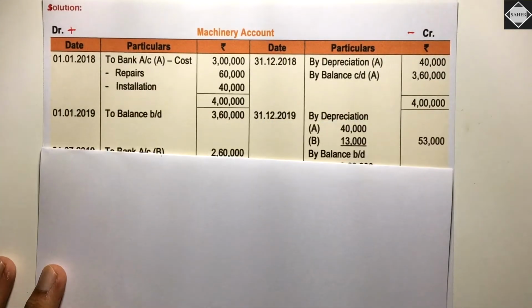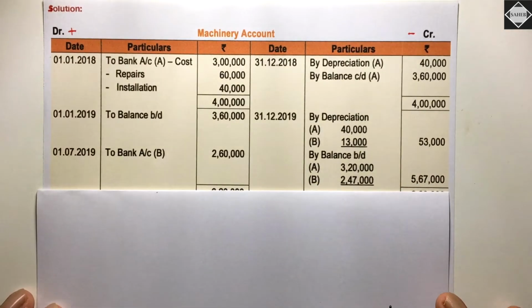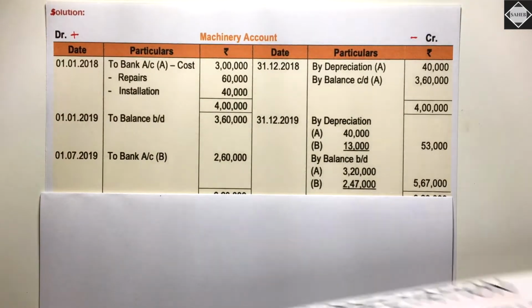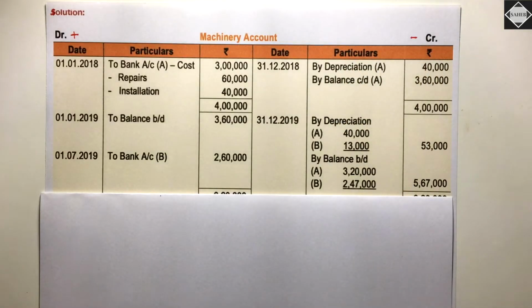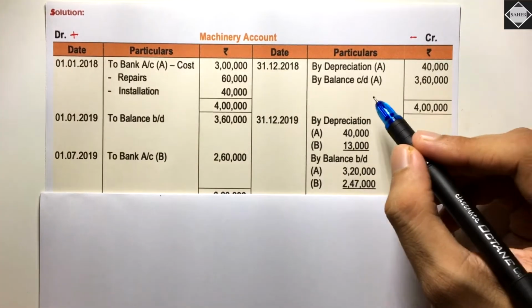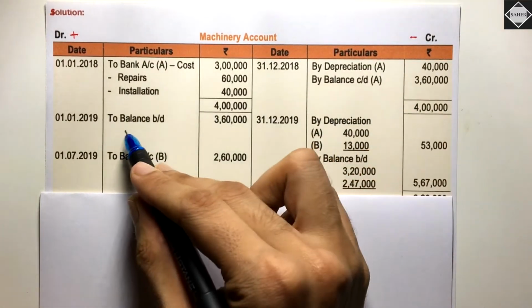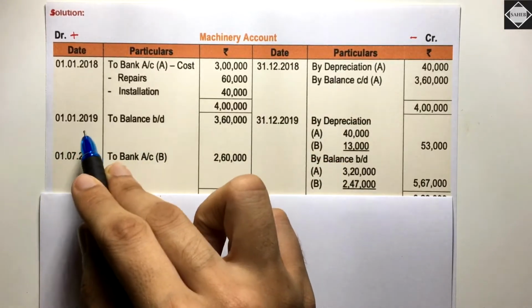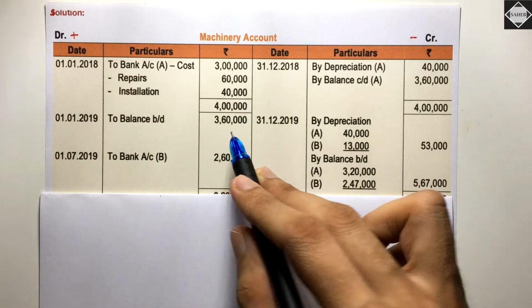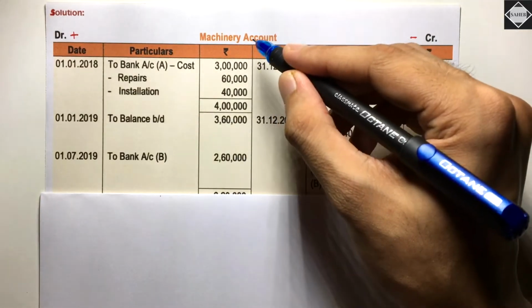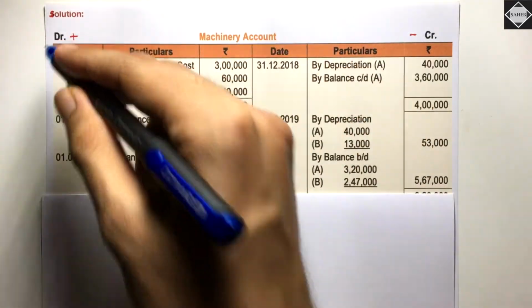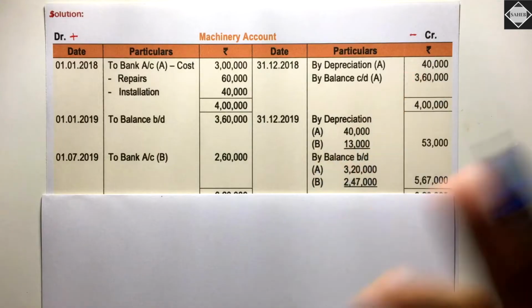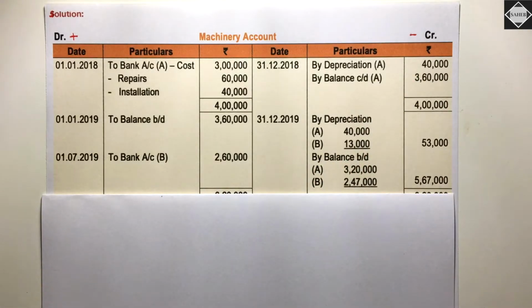Now let's go forward. In the next year, what happened? In the next year, if you can see, a lot of things are happening. See in the timeline, we have purchased one machine on 1st July 2019 for 2,60,000, the machine B, right? But before that, let's just take the opening balance. This closing balance will become the opening balance over here, to balance B by D, 1st January 2019, first day of the year, 3,60,000, and you have purchased machine B. So machinery account is increasing because of the money you have paid to acquire machine B, to bank account 2,60,000, isn't it? Yes.